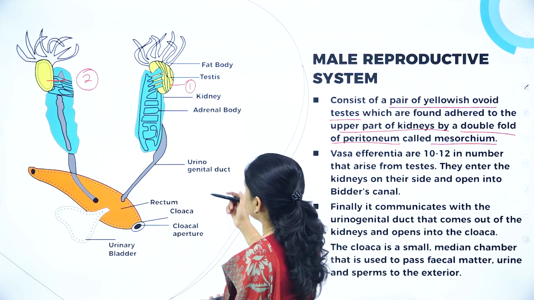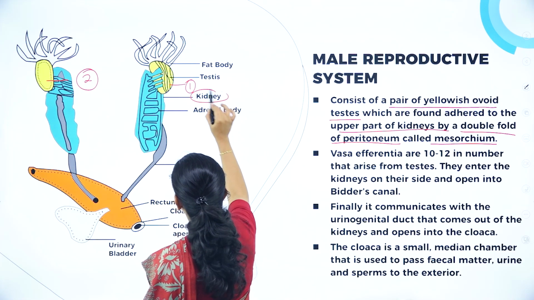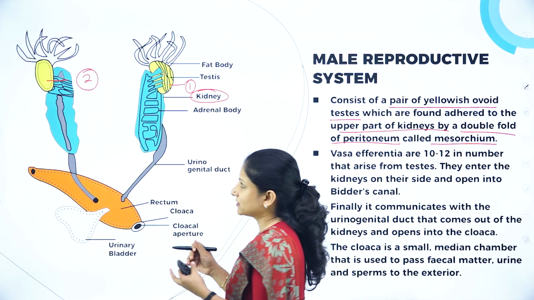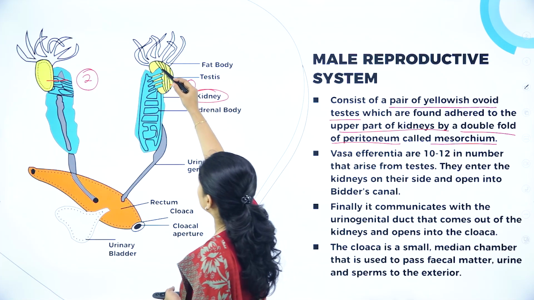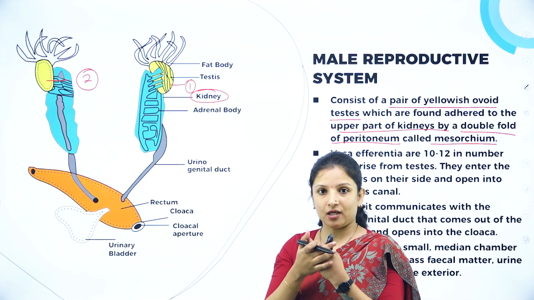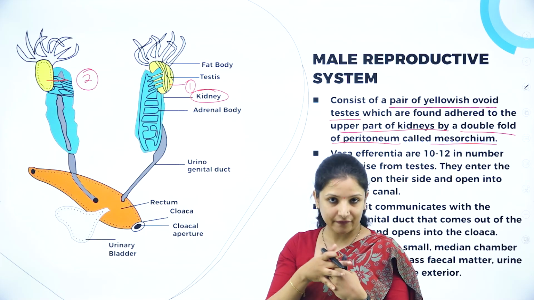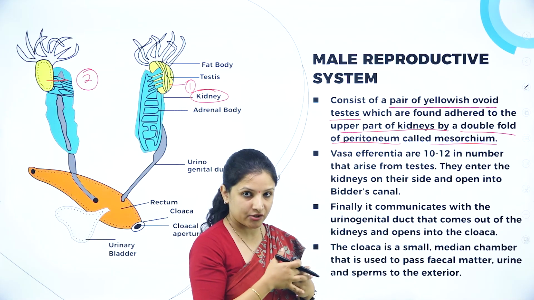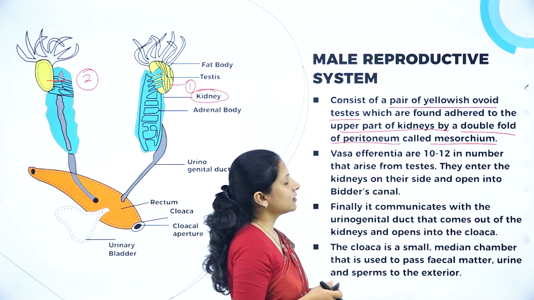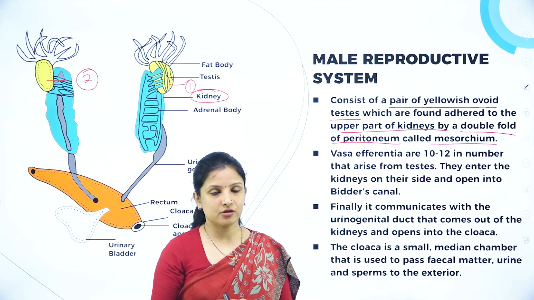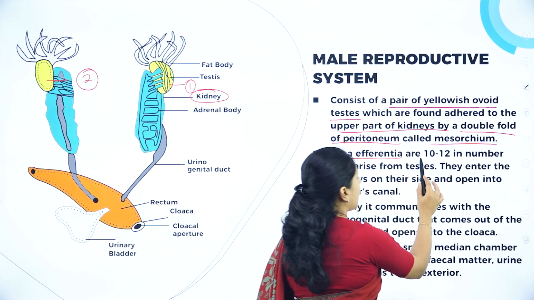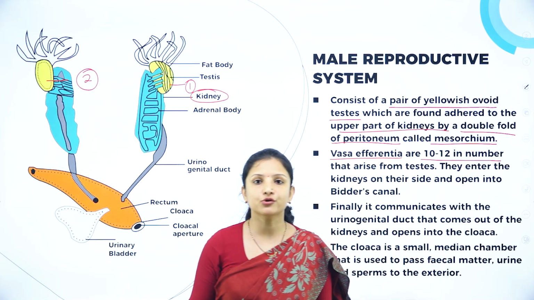Here, if you can see, this is the kidney of the frog, wherein in the upper part they have the testes, and these testes are adhering to, or connected with, the kidney. How? It is because of the extension of the membrane, the peritoneum, which is called the mesorchium. So this is important. And in the kidney, there is a structure called vasa efferentia. This is also very important. And how many in number? They can be 10 to 12 in number.